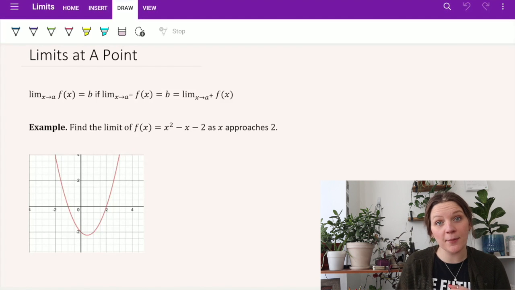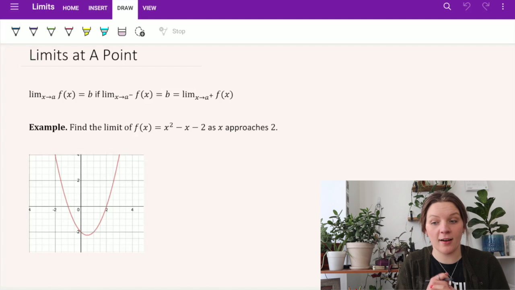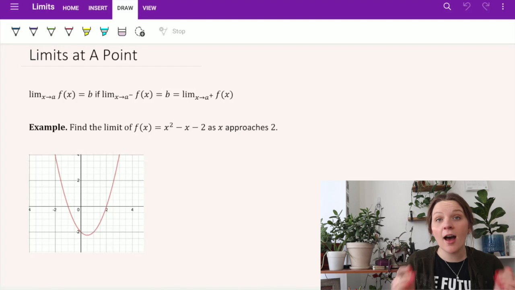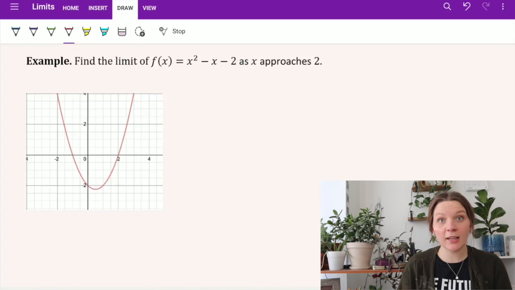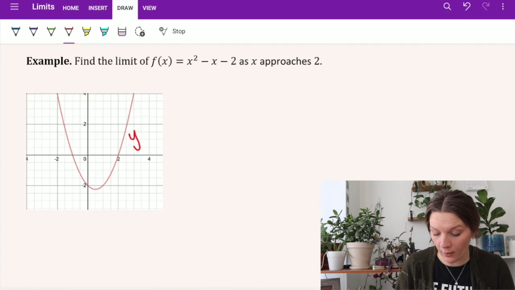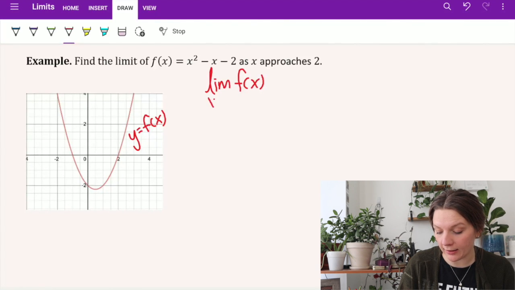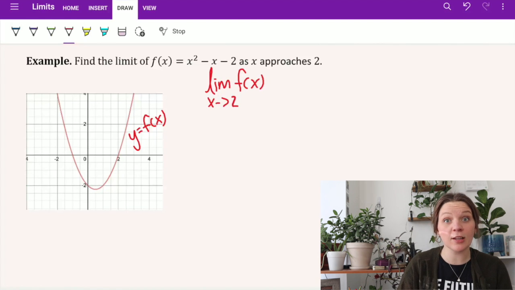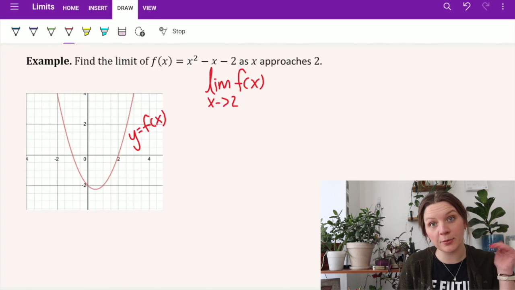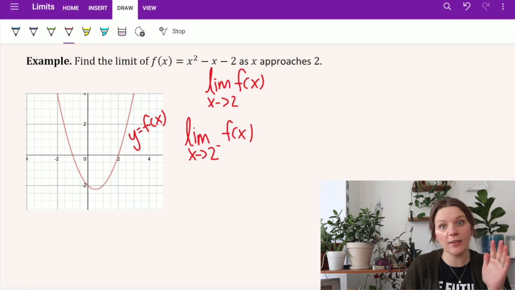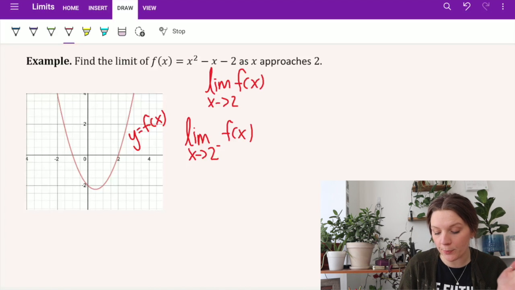So our first example says, find the limit of this function f of x equals x squared minus x minus 2 as x approaches 2. So here we have the graph y equals f of x, and we're interested in looking at the limit of this function as x goes to 2. So we're going to start by looking at the limit as x goes to 2 from the left. And so what I mean by that is we're looking at values of x less than 2 but approaching 2.